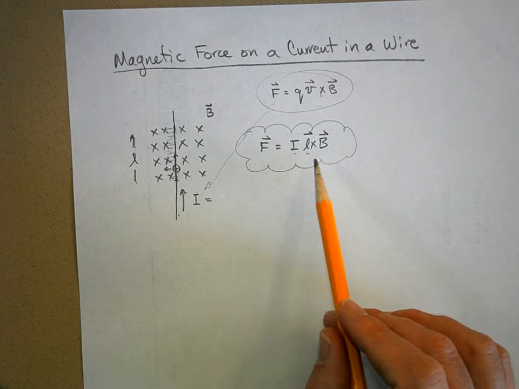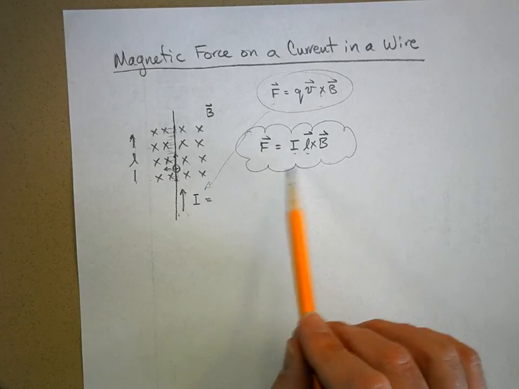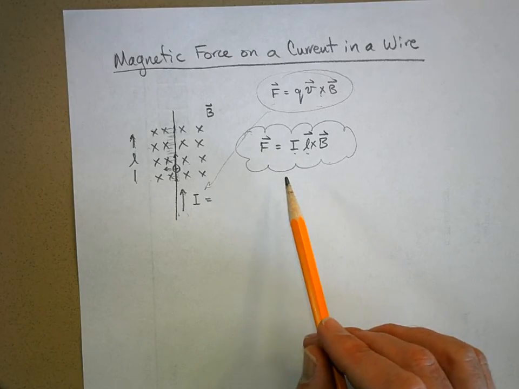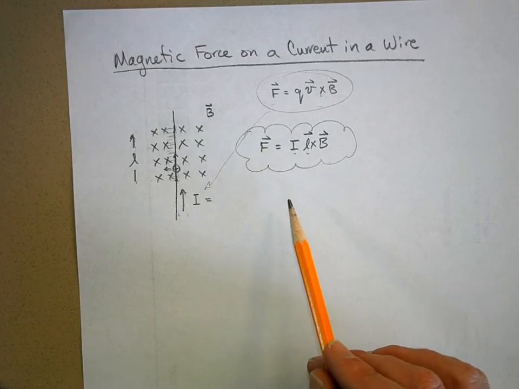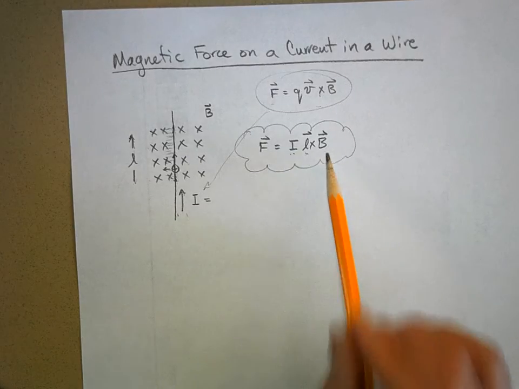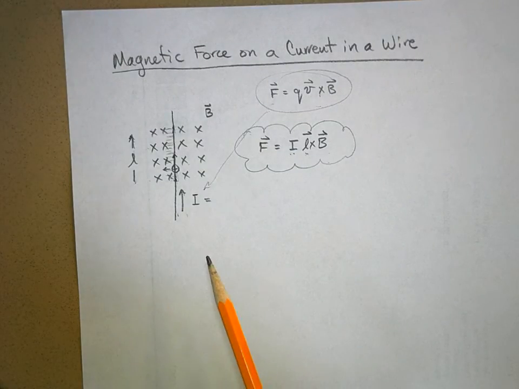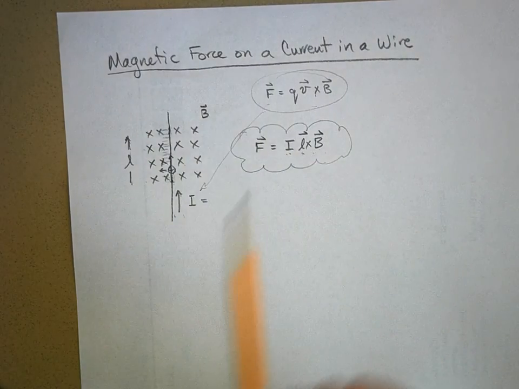Now, why is this my favorite equation? This describes how much force is on the wire that's in a magnetic field, because it has current and length, and it's in a magnetic field. And the cross product gives me the direction of the force.